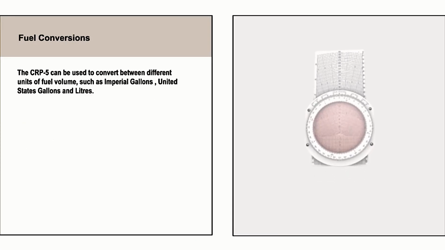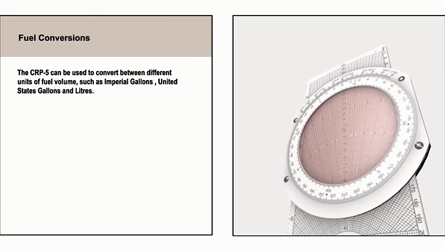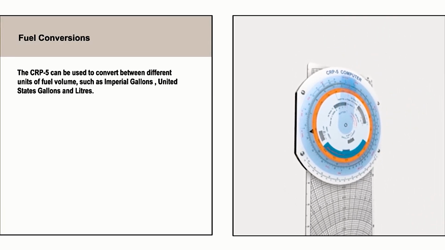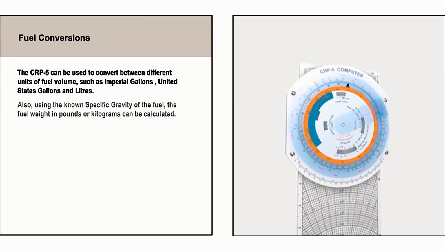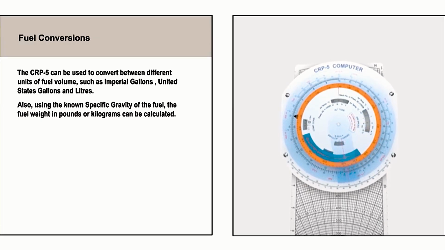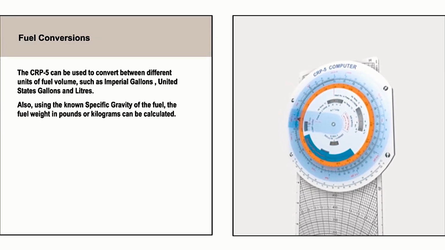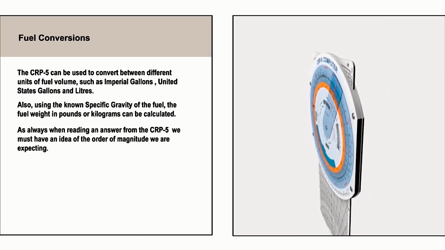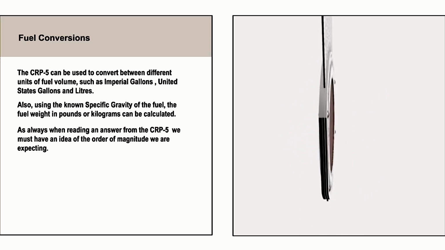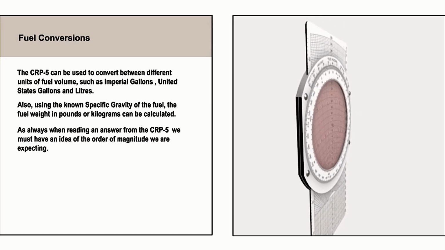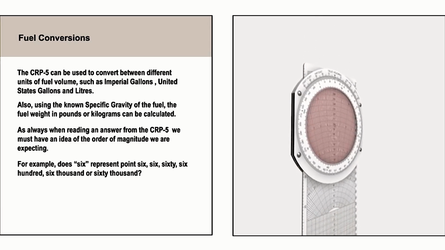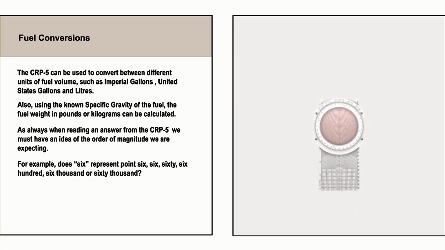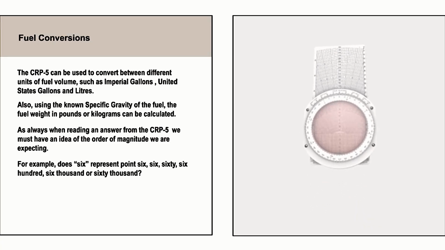The CRP-5 can be used to convert between different units of fuel volume, such as imperial gallons, United States gallons and litres. Also, using the known specific gravity of the fuel, weight in pounds or kilograms can be calculated. As always, when reading an answer from the CRP-5, we must have an idea of the order of magnitude we are expecting. For example, does 6 represent 0.6, 6, 60, 600, 6,000, or 60,000?